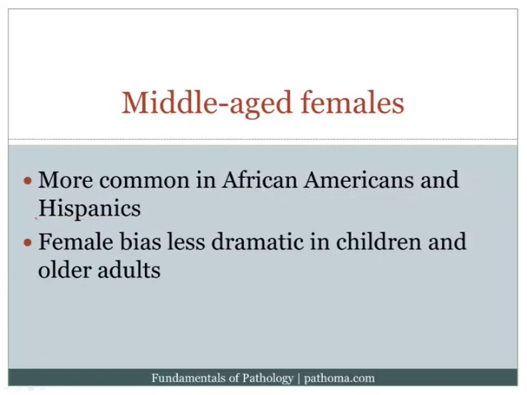Now, I should note that it can occur in children, and it can also occur in older adults. However, the female bias is less dramatic. So, for example, if you look at individuals that are middle-aged who develop lupus, for every 10 females that develop lupus, 1 male will develop lupus. Whereas if you look at children and older adults, for every 2 females that develop lupus, 1 male will develop lupus. And so the female bias is less dramatic in children and older adults.